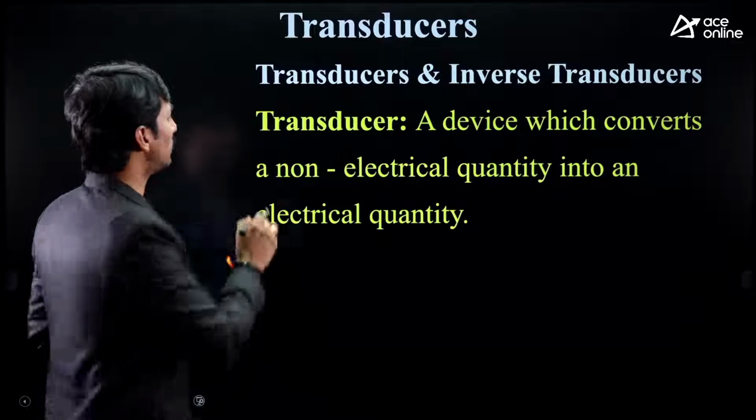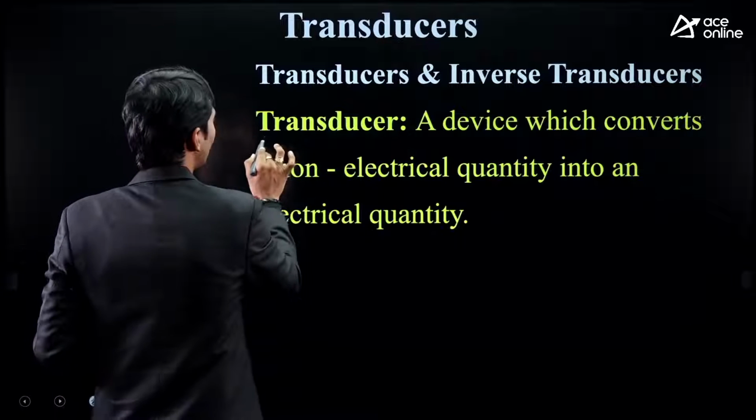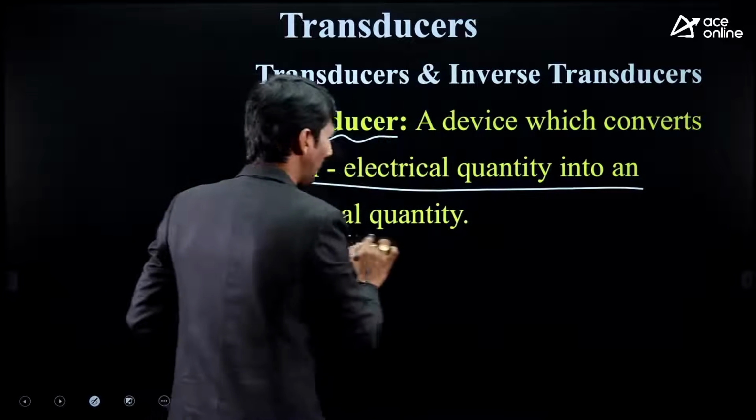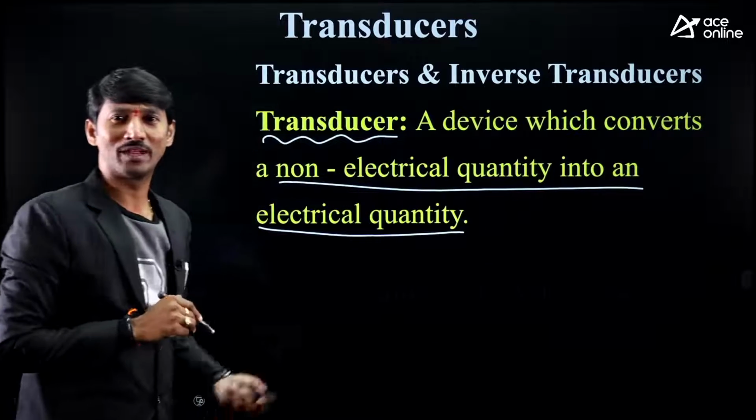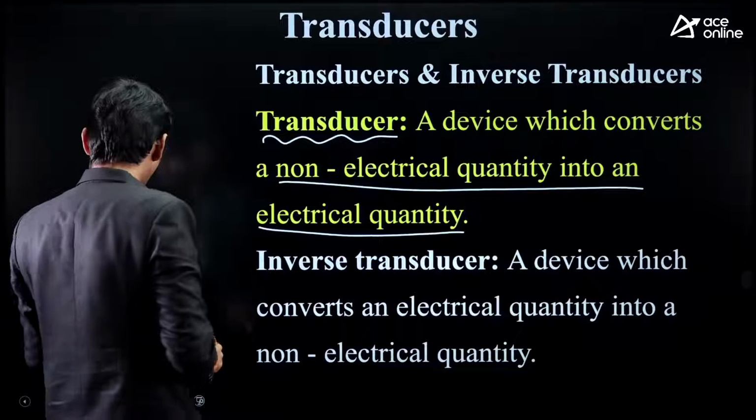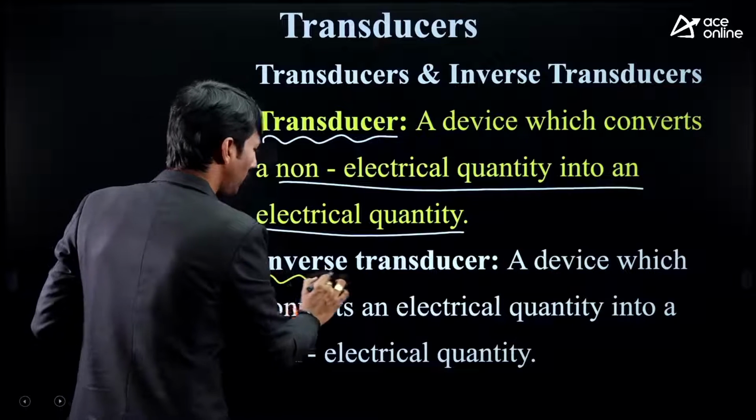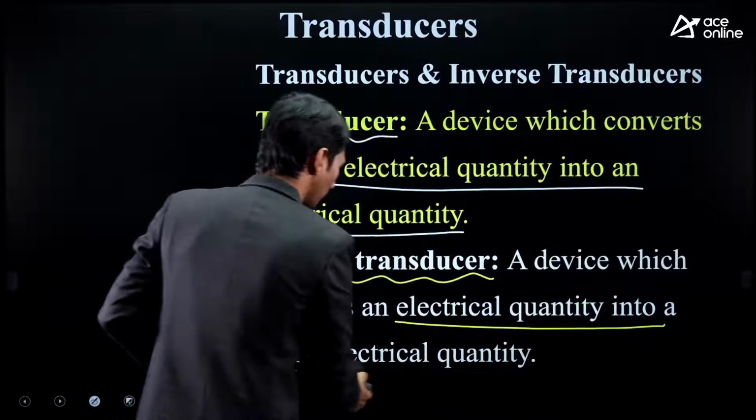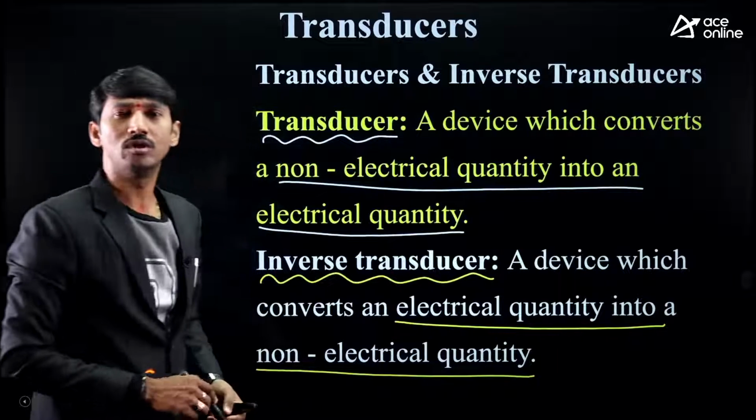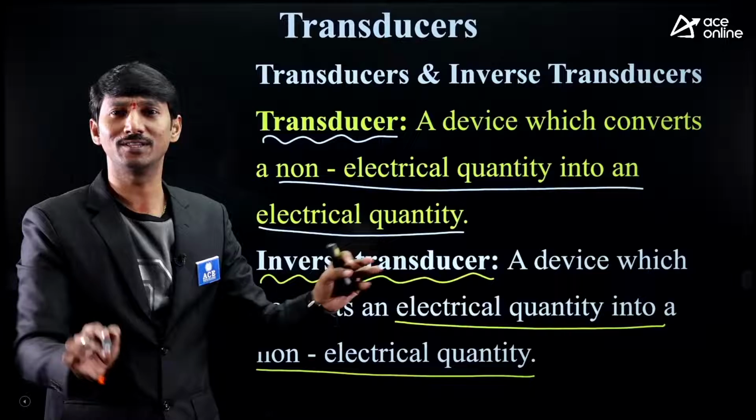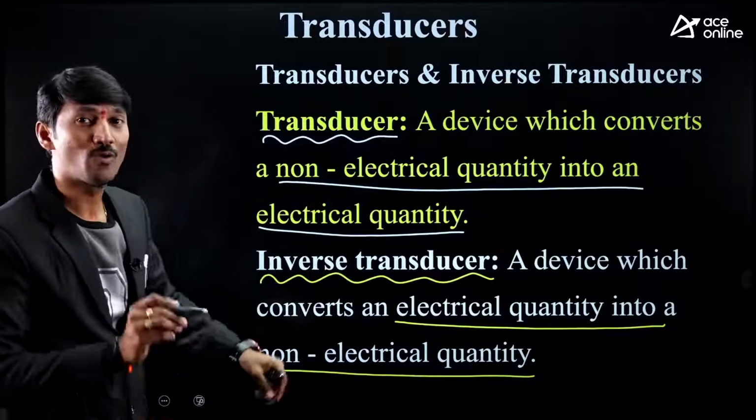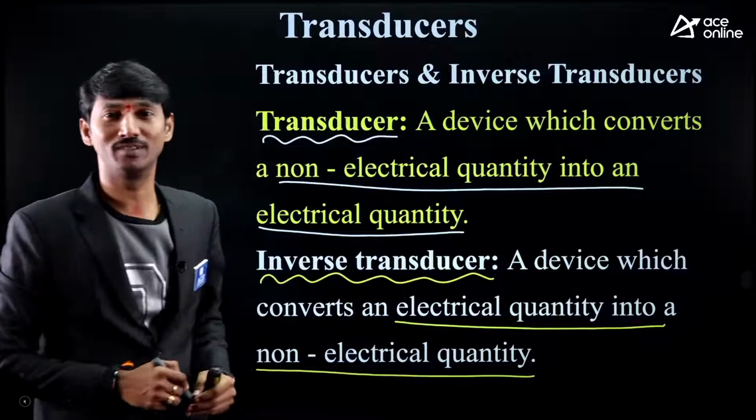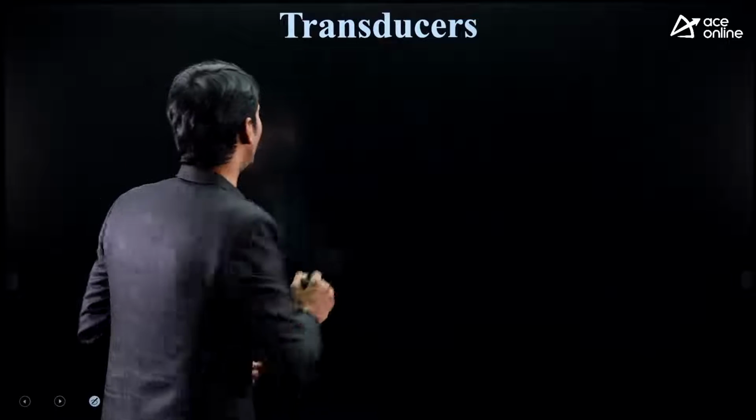See here, what is a transducer? Already we know, non-electrical into electrical. Now, the second one, inverse transducer: what is that? Electrical into non-electrical. Very, very simple. But what are the examples of this? Now, I am giving one example. Be clear.